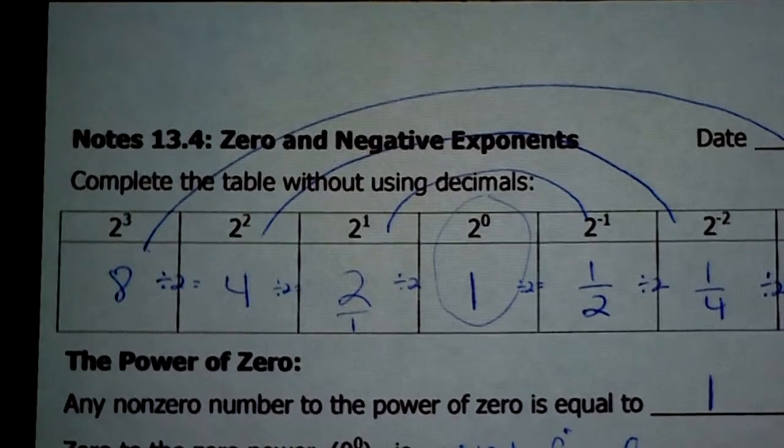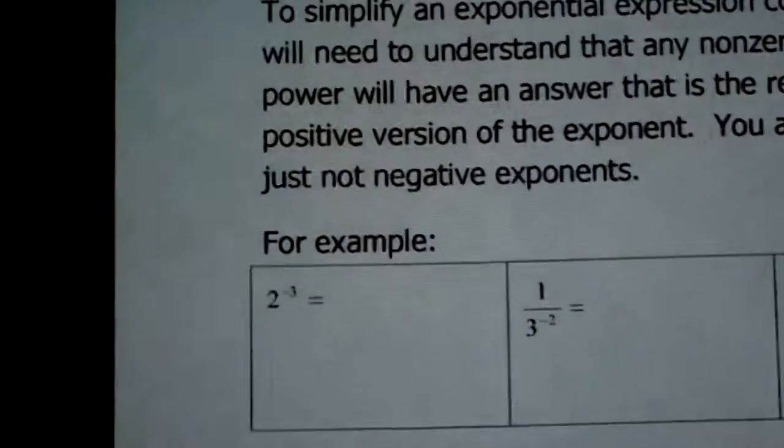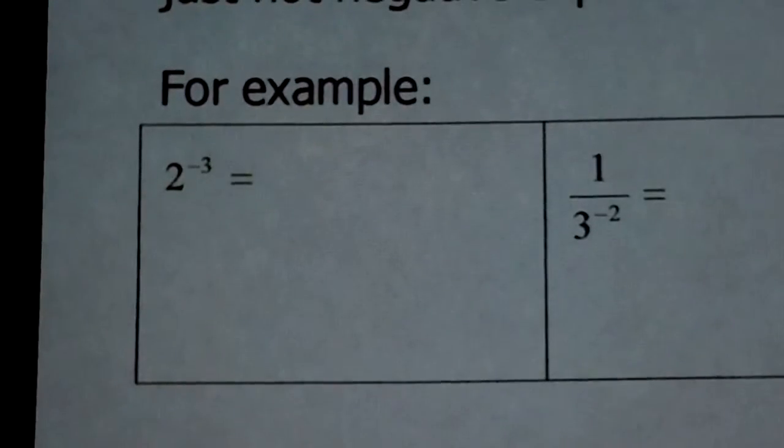So basically, all you need to do to get rid of your negative exponent is, if it's in the numerator, push it to the denominator. If it's in the denominator, push it to the numerator. And I'll show you what that means with these examples down here. All right. Let me zoom in a little bit here. So I have 2 to the negative third power.